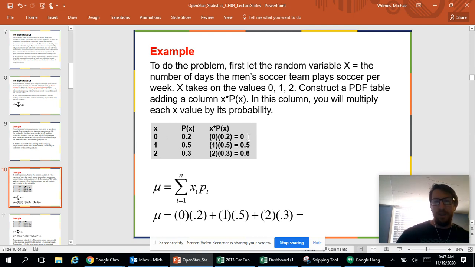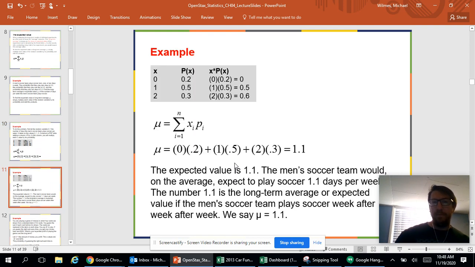This gives us our expected values that we're going to add up. The first one is 0 because that's 0 days a week, so it adds no extra soccer. The 1 day a week happens half the time, which gives us an expected value of 0.5. That makes sense because half the weeks we play 1 day of soccer, so it adds half because it only happens half of the time and only counts for 1. The 2 days a week happens 30% of the time, which takes us to 0.6. Then we add all these together: 0 plus 0.5 plus 0.6 gives 1.1. So the expected number of soccer days played per week is 1.1 days on average.